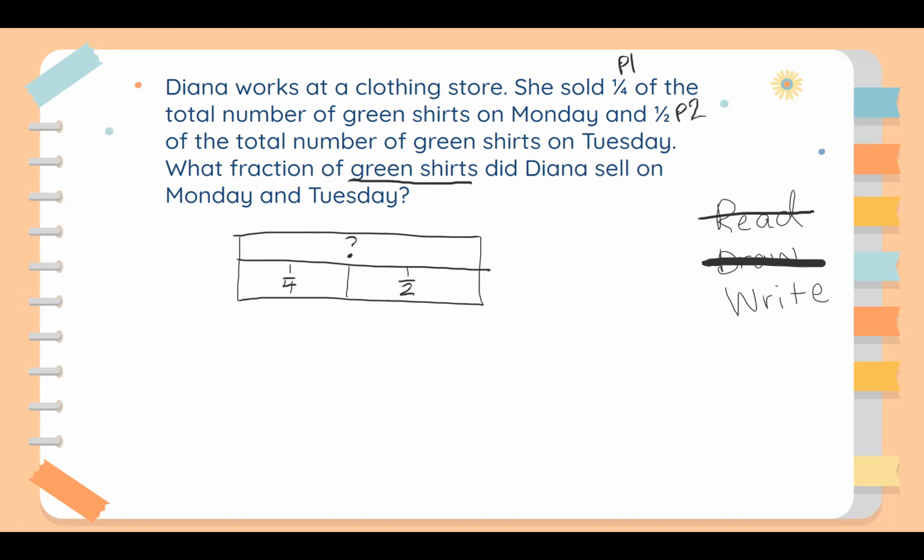What we're going to do here is add these fractions together. 1/4 plus 1/2. My fractions here have different denominators, so my first step in adding fractions would be to make sure our denominators are the same. Can 2 become 4? Yes. I could do 1/2 times 2/2, and that's going to change my fraction to 2/4. So 1/4 plus 2/4 gives me 3/4 green shirts.